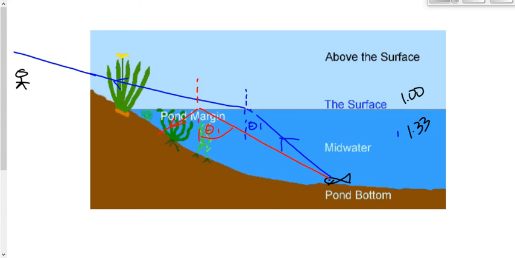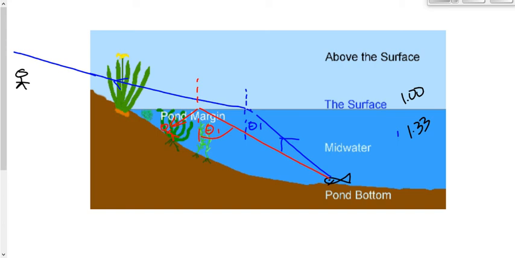Where would I have to be in order to see the fish from this red line? If I want to see the fish from this red ray of light, where would I have to be? In the water. It'd be a little bit awkward, but I'd have to be in the water right there. Now, where would I see the fish? I could see the fish now. Where would I see it?